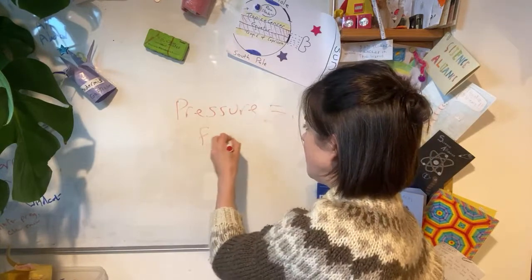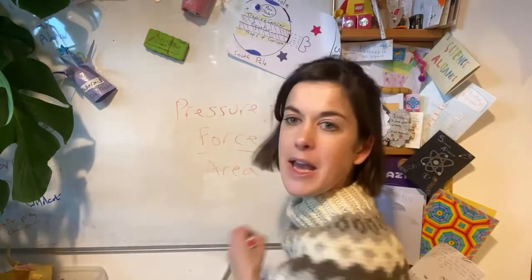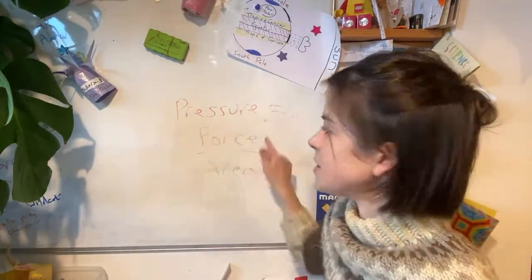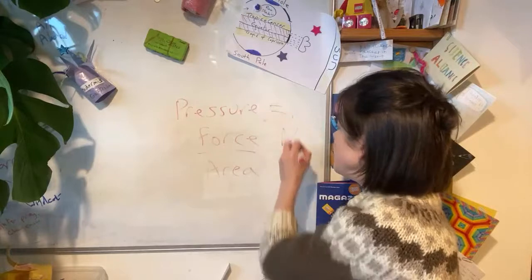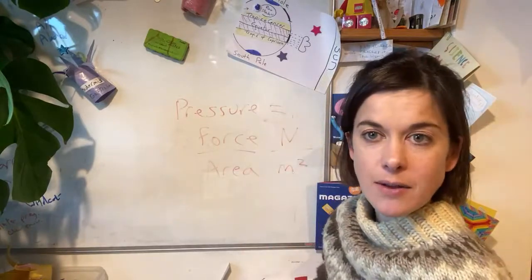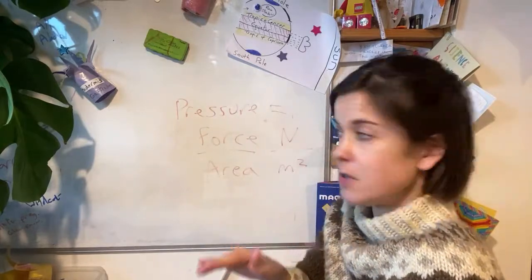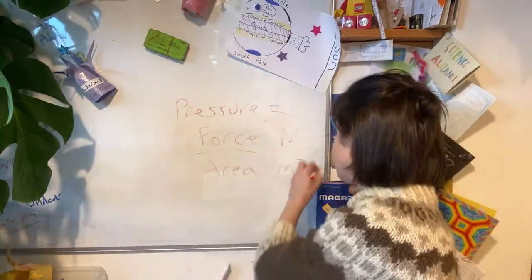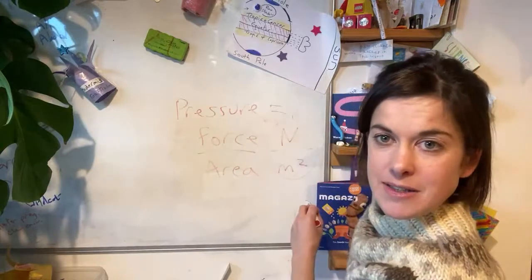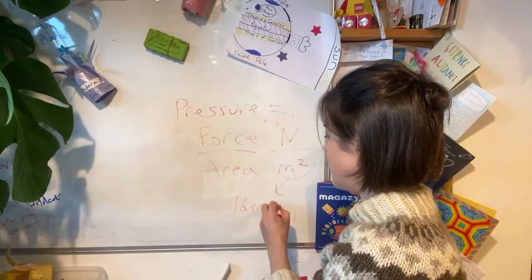So pressure equals force divided by area. You remember that? Force is measured in newtons, and area is measured in metres squared. So the force would be like the weight of the person and the area of the high-heeled shoe. This, newtons per metre squared, we just call the pascal, and that's how you measure pressure.